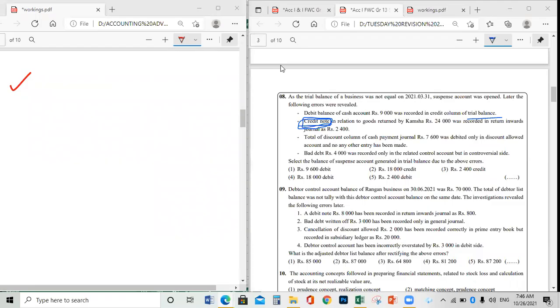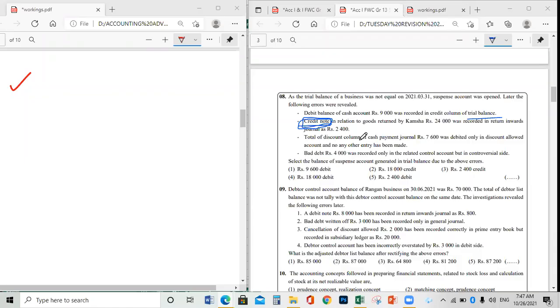Return inwards debit, trade receivable credit. Now the problem is, guys, when they recorded it in the prime entry book, they recorded it as 2,400. It should be 24,000, but they went to the prime entry book and recorded it as 2,400. My question for y'all is, is only one ledger account wrong or both wrong?